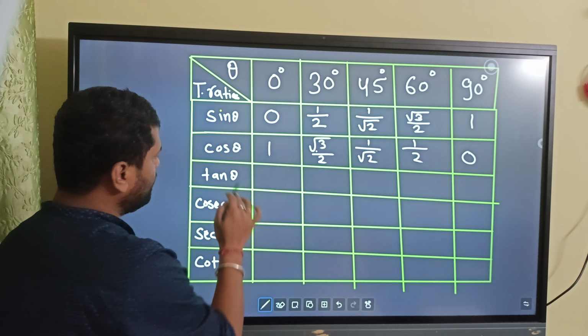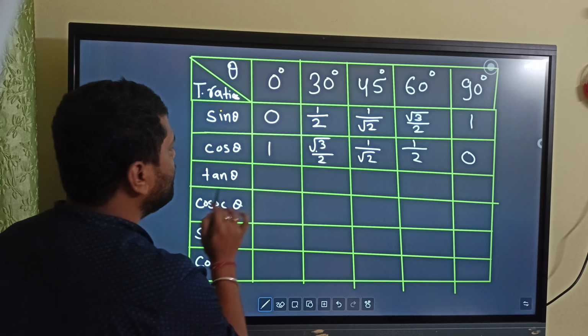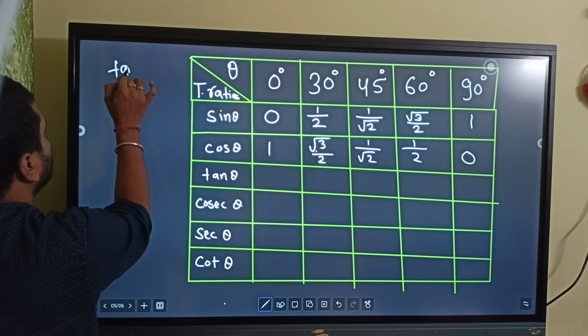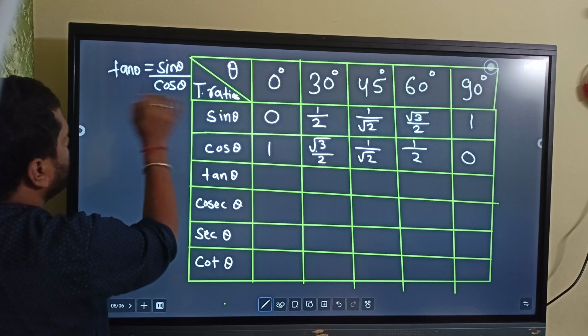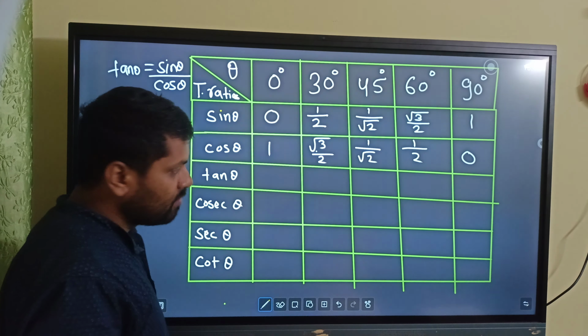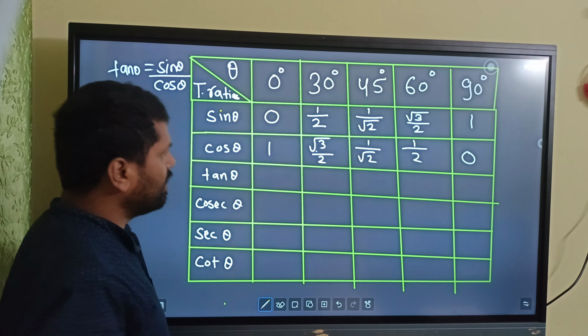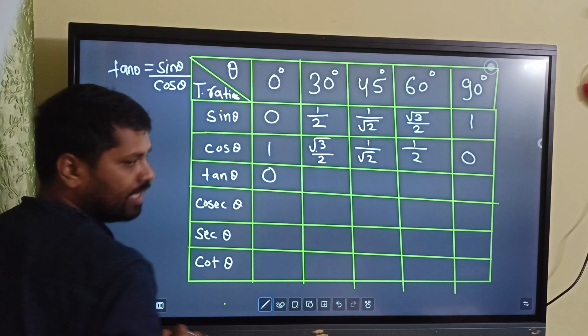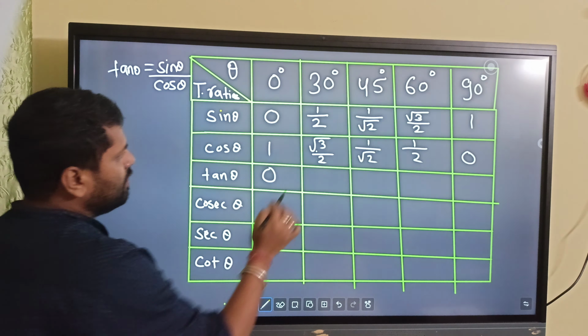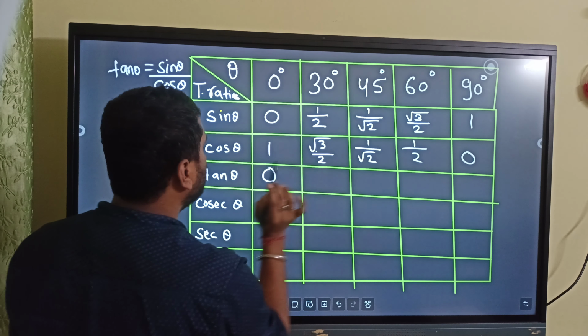Simple. Now coming to tan. Tan theta is nothing but sin theta by cos theta. This you should know. Sin 0 you know is 0. Cos 0 is 1. So tan 0 will be sin 0 by cos 0. So 0 by 1 is how much? 0. Correct?